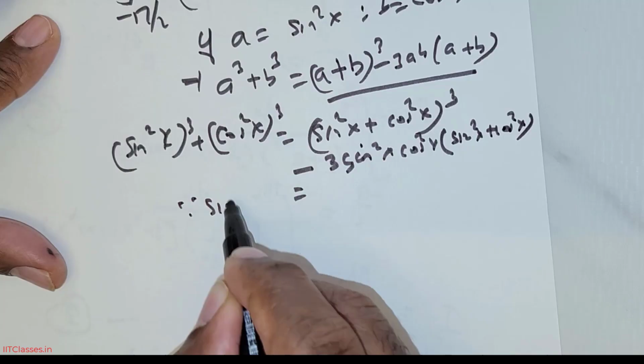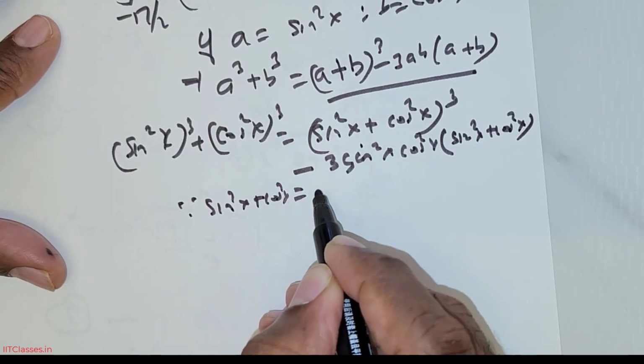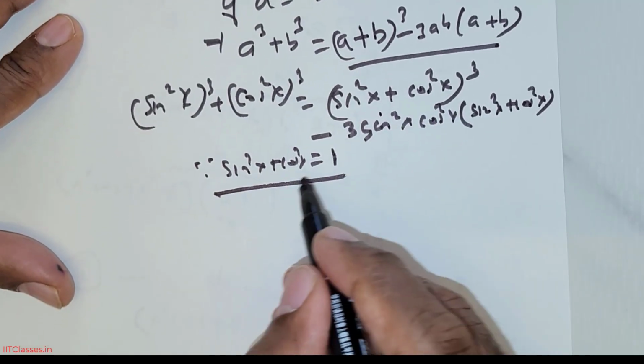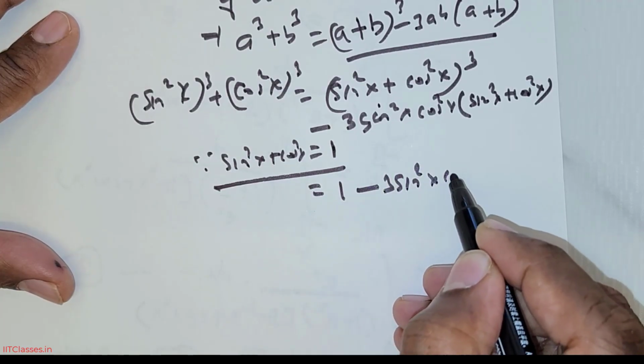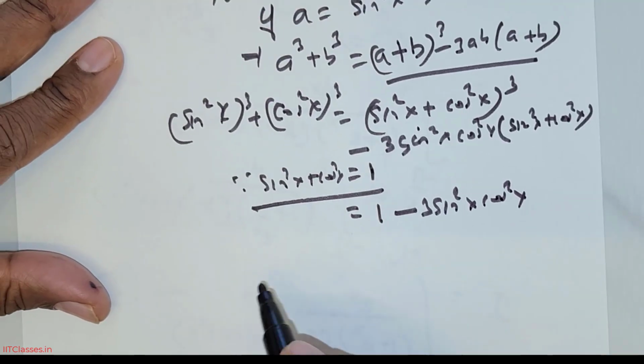Now we know that sine squared x plus cos squared x is equal to 1, right? So this becomes equal to 1 minus 3 times sine squared x times cos squared x. This is what we got.